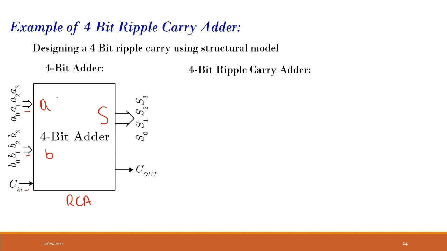So A is a vector [3:0], that means it's a 4-bit vector. B also is a vector [3:0], a 4-bit vector. Sum also is a vector [3:0], a 4-bit vector. This is C in and this is C out. This is our ripple carry adder.